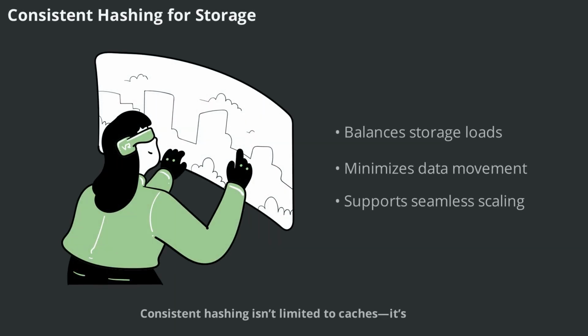Consistent hashing isn't limited to caches, it's also used in distributed storage systems. By minimizing data movement when nodes change, it keeps storage balanced and efficient. This approach is vital for large-scale databases and file systems that need to scale seamlessly as demand grows.